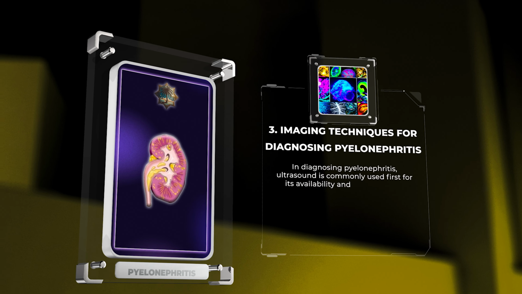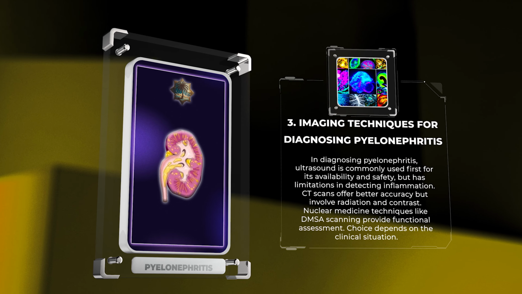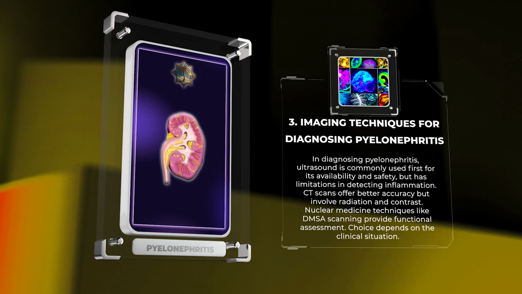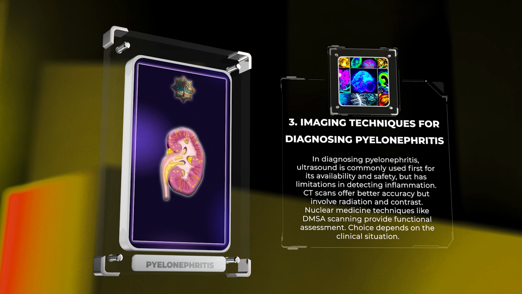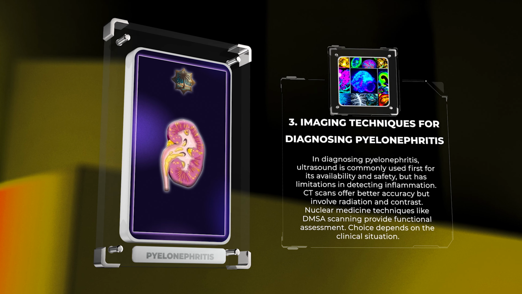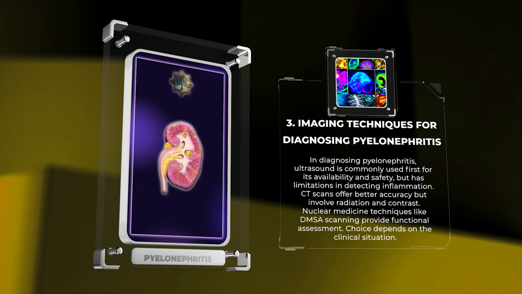In diagnosing pyelonephritis, ultrasound is commonly used first for its availability and safety, but has limitations in detecting inflammation. CT scans offer better accuracy but involve radiation and contrast. Nuclear medicine techniques like DMSA scanning provide functional assessment. Choice depends on the clinical situation.